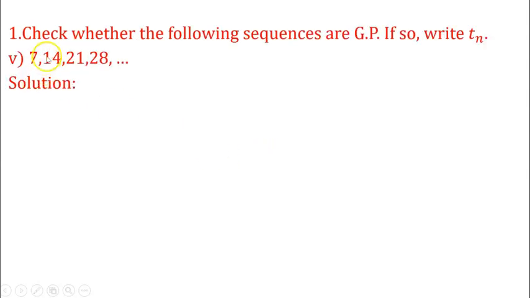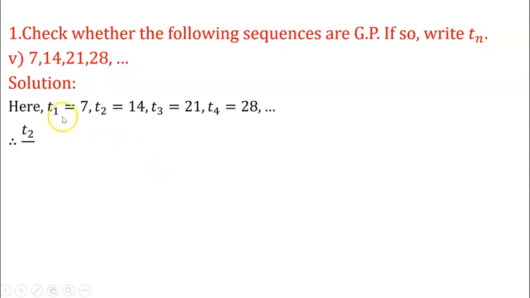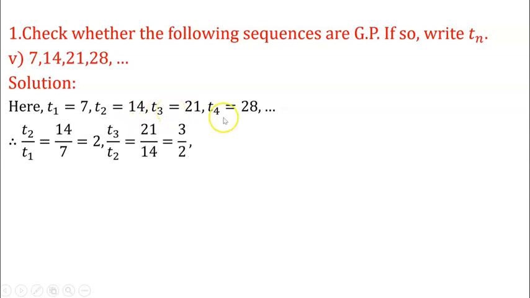Next, 7, 14, 21, 28. Here again, T1 is 7, T2 is 14, T3 is 21, T4 is 28. Now the ratio T2 upon T1, 14 upon 7, that's equal to 2. Next, T3 upon T2, that is equal to 21 upon 14. After simplification, you will get here 3 by 2. T4 upon T3, 28 upon 21. Again, after simplification, you will get here 4 upon 3.